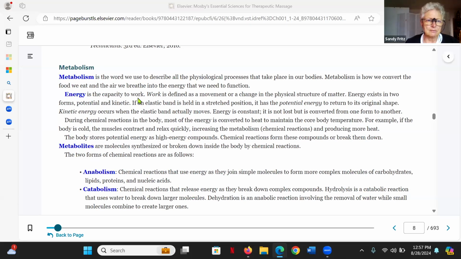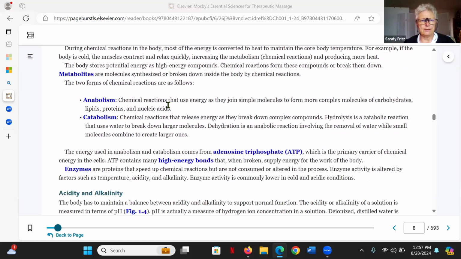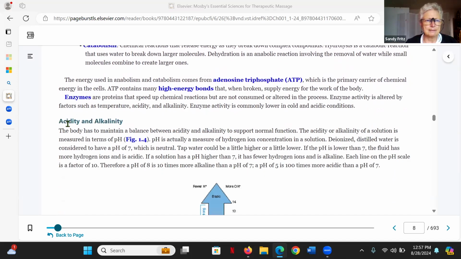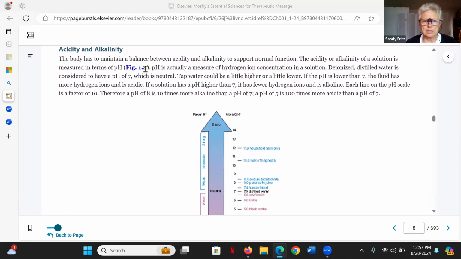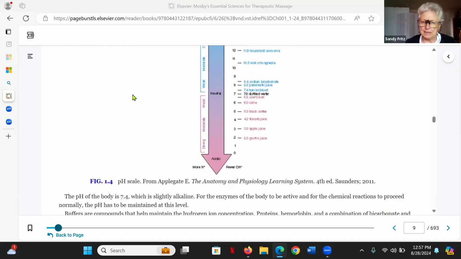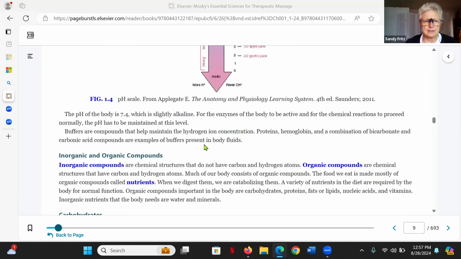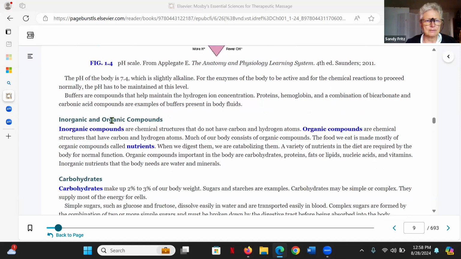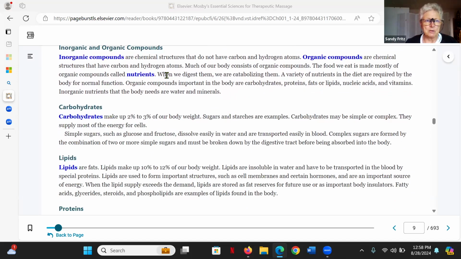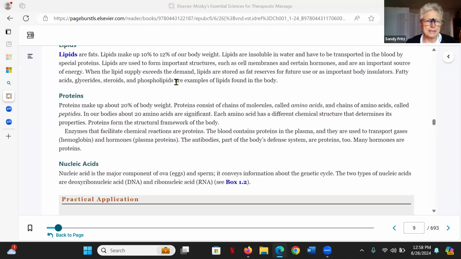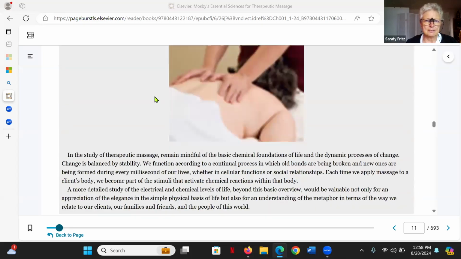Metabolism is a life function. It's a characteristic of life, as is the influence of acidity and alkalinity. Again, you don't have to memorize this, but being aware helps you put this content into perspective. Same with inorganic and organic compounds, proteins, etc.